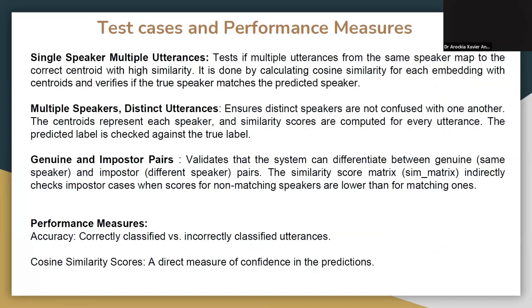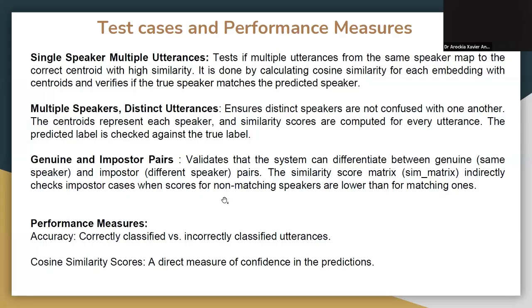So test cases and performance measure: the single speaker and multiple utterances have been done. So test if multiple utterances from the same speaker map to the correct centroid with high similarity. It is done by calculating the cosine similarity for each embedding with centroids and verifies if the true speaker matches the predicted speaker. And multiple speakers and distinct utterances ensure that distinct speakers are not confused with one another. So we have the utterances represent each speaker, and similarity scores are computed for every utterance. So the predicted label is checked against the true one.